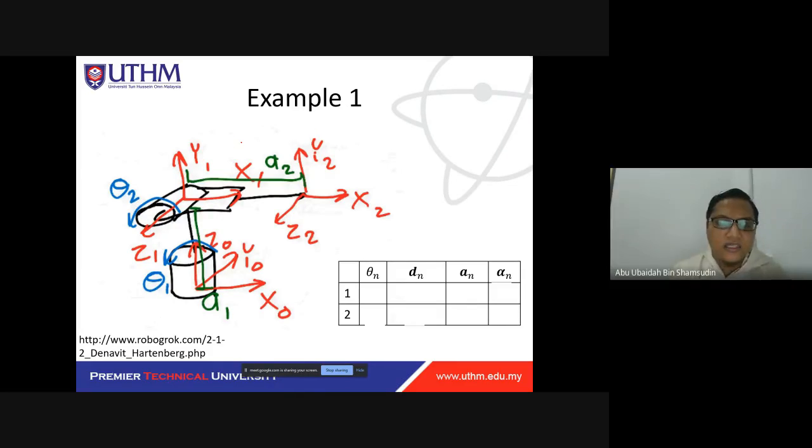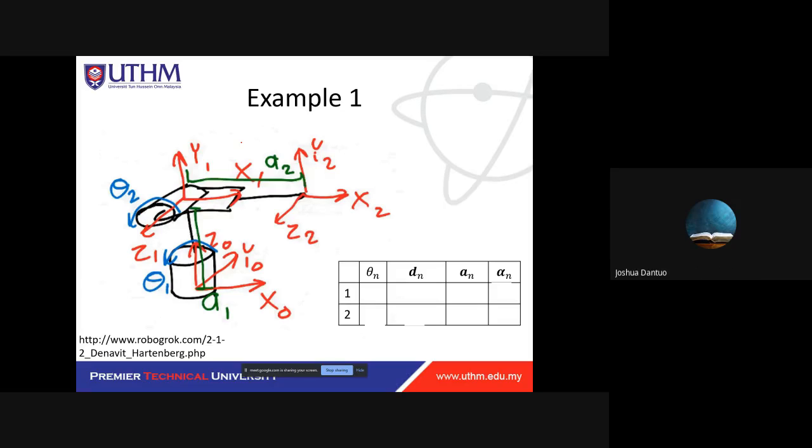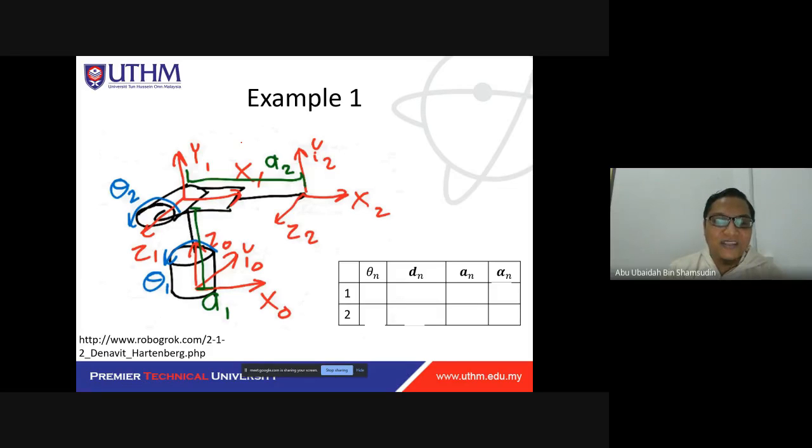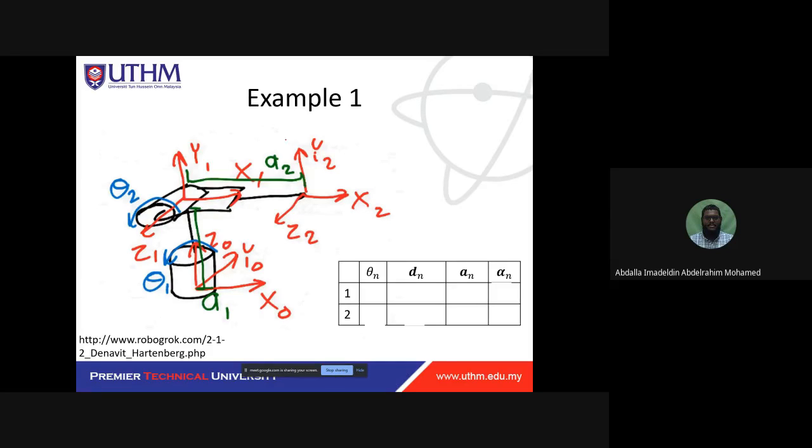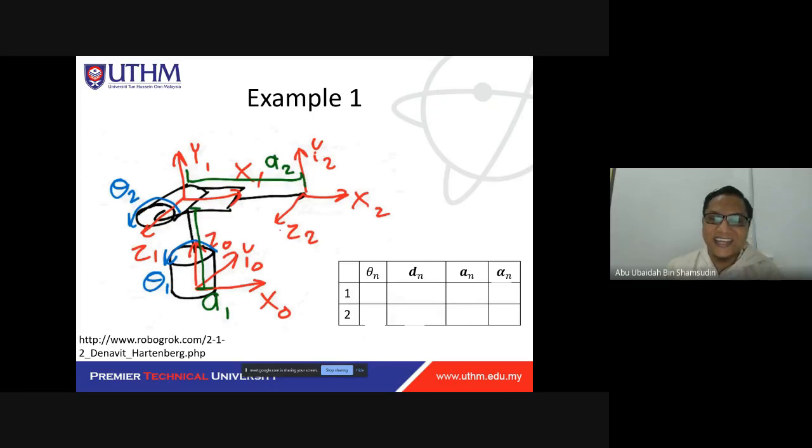Okay, and this is your figure. It looks bad, but I think it's still understandable. Just plenty of information. So let's try to fill in the DH parameter for this robot. You want to fill in this table here.